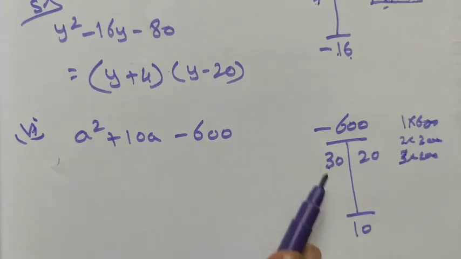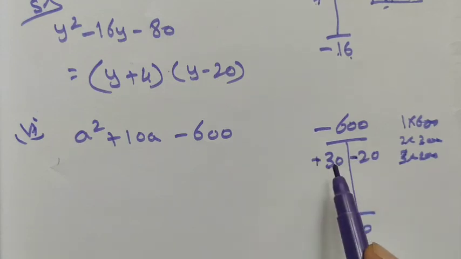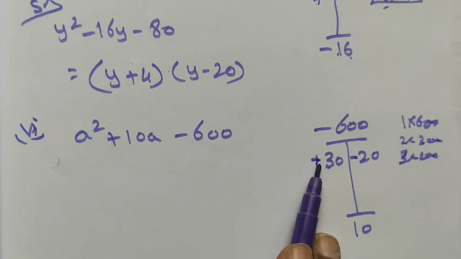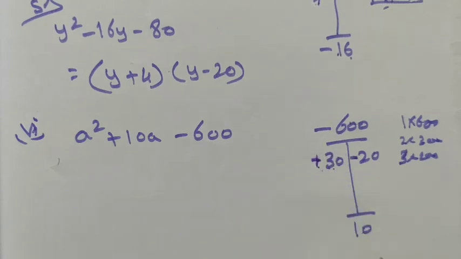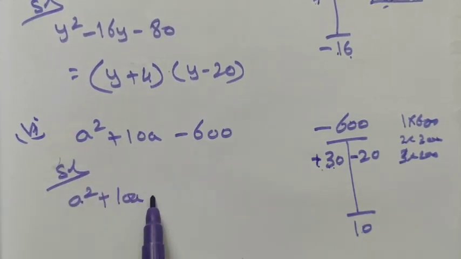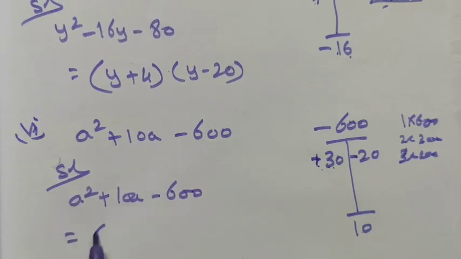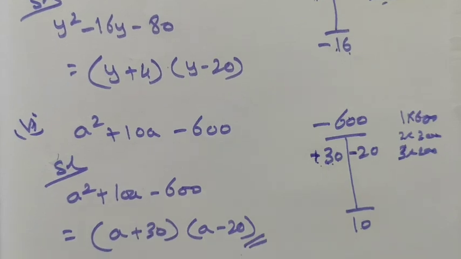But here we need minus, here we need plus. So here we have the plus symbol, so the highest number is plus, the smallest number is minus. So plus into minus, minus 20 into 30 is 600. If you subtract this we get 10. So the solution: a square plus 10a minus 600 is equal to, a plus 30, a minus 20 are the factors of this term. If you multiply these factors we get this expression. Thank you, students.